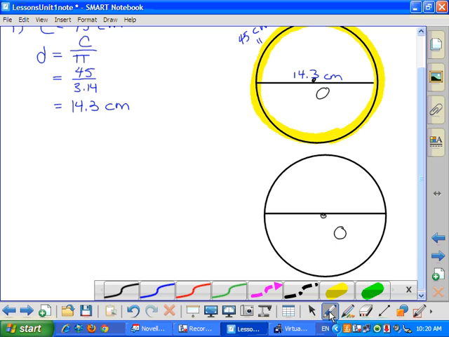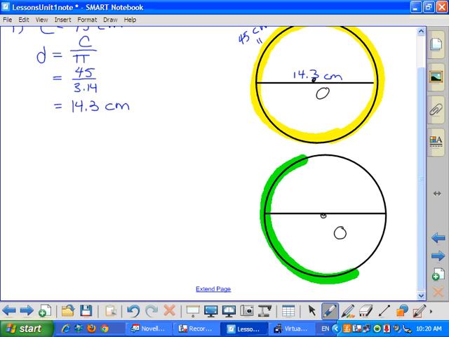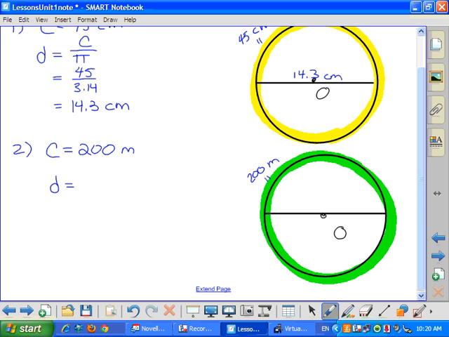Look at my final example. Distance around this circle, I'll go back to the 200. So I'm going to say that it is a 200-meter track. So number 2 here, I'm telling you the circumference is 200 meters. We know that the formula we're going to use is circumference divided by pi. And we know that our circumference is given, so 200 divided by 3.14.